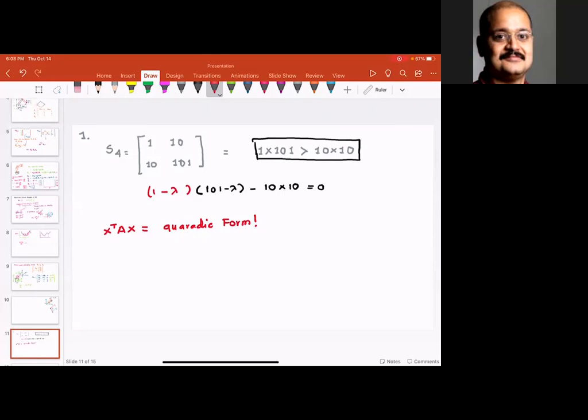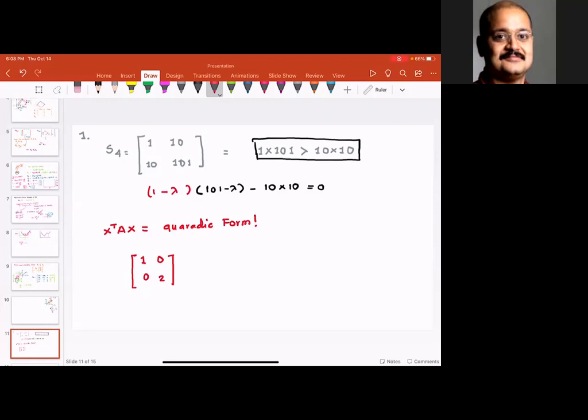Now let me give you an example. Say I have a matrix 1, 2, 0, 0. Do you agree with me that the eigenvalues for this matrix are 1 and 2? Does everyone understand the eigenvalues for this matrix are 1 and 2? Yes or no? Okay, good.